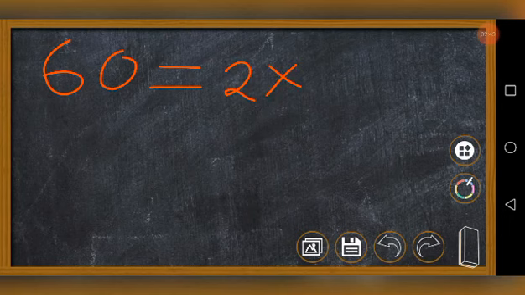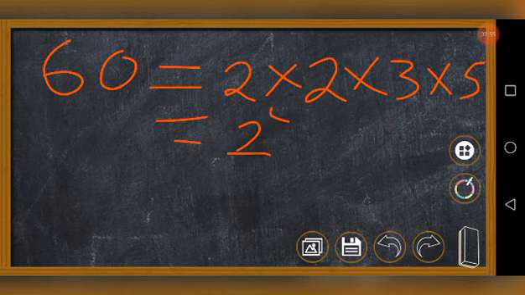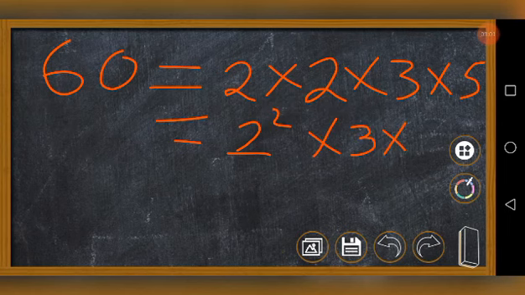The prime factors of 60 are 2 times 2 times 3 times 5. And because 2 is repeated twice, so 2 to the power 2 times 3 times 5 are the prime factors of 60. Now let's talk about prime factors using the second method. The second method is the division method.